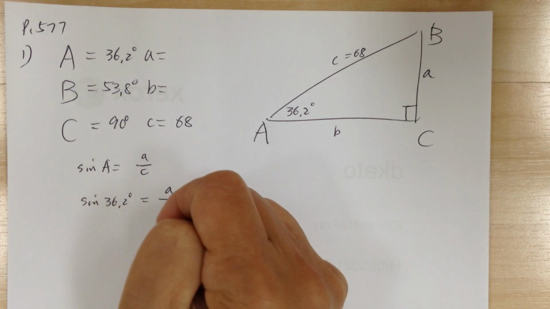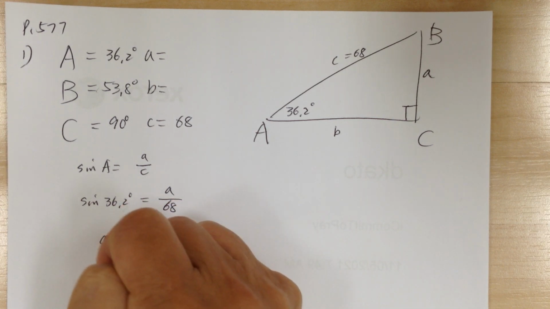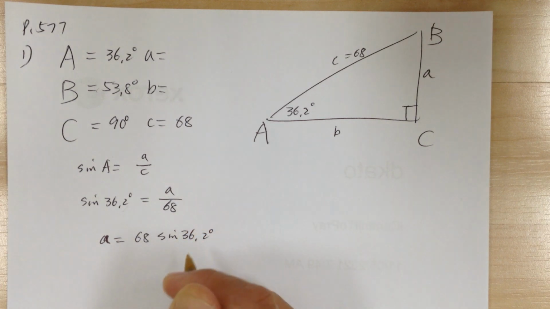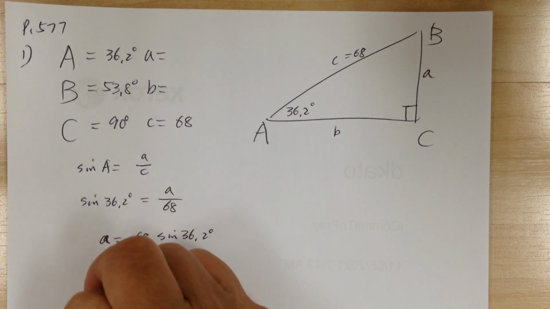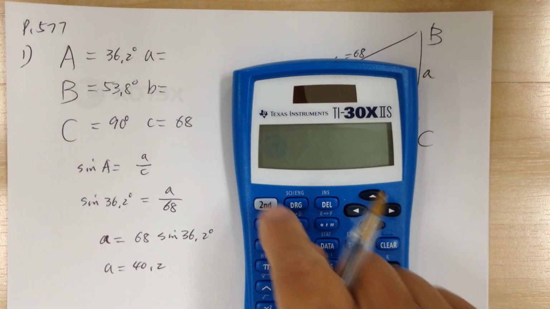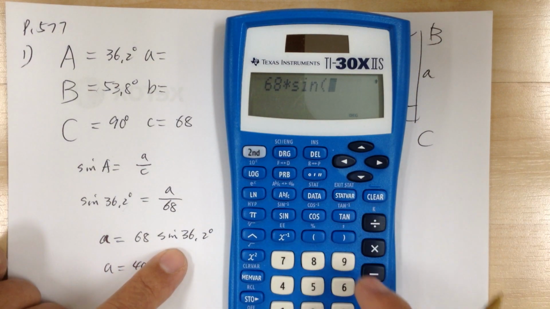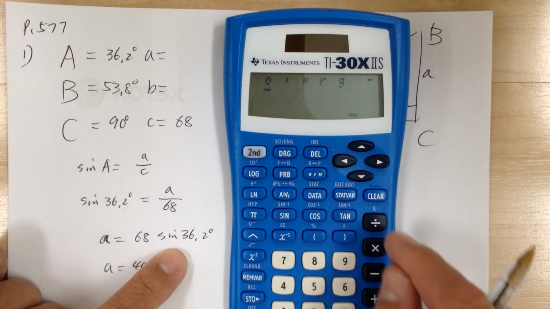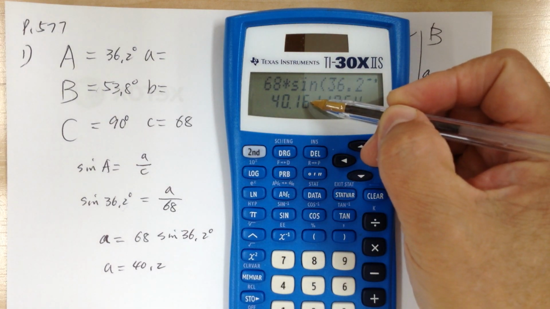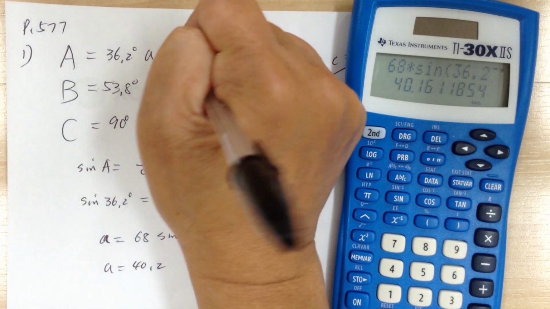And cross multiply. So a equal to 68 times sine of 36.2 degrees. So get your calculator, you punch in the numbers, you get a equal to 40.2. So on the calculator, 68 times sine of 36.2 degrees, and push equal. And you have to round it up, so it becomes 40.2. Okay. So you put over here, so 40.2.